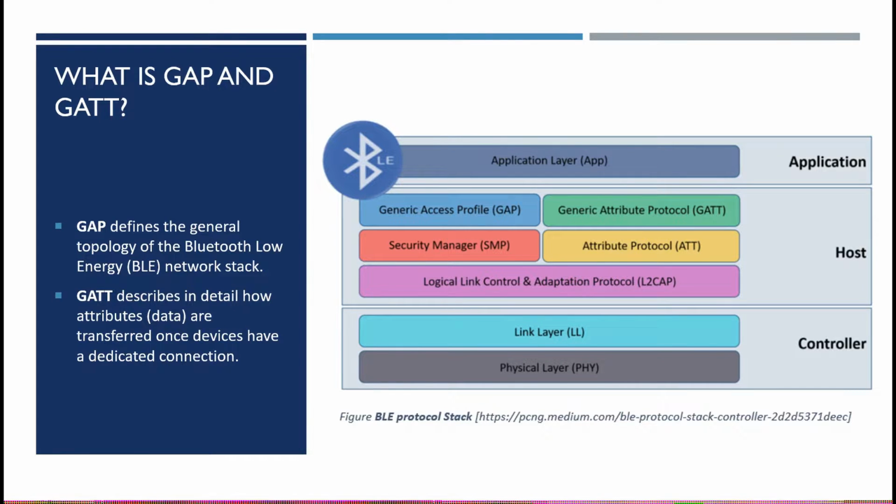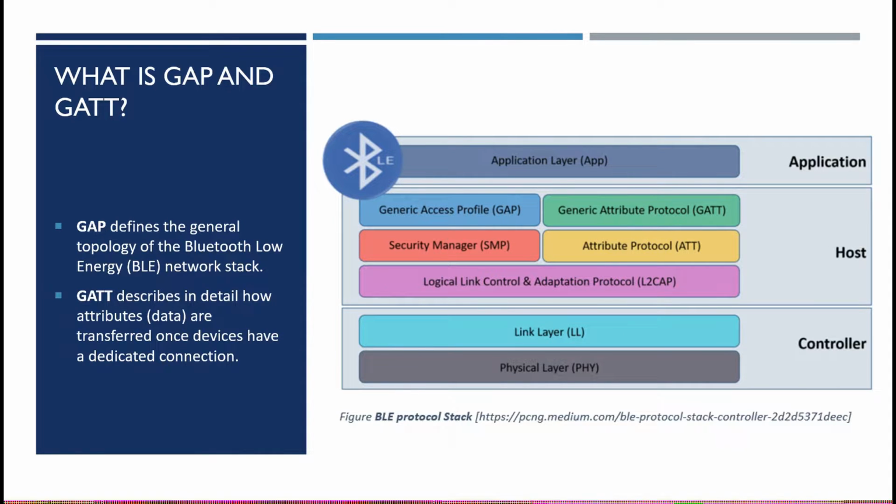On the other hand, GATT describes in detail how attributes, or data, are transferred once the device has a dedicated connection. GATT specifically focuses on how data is formatted, packaged, and sent according to its described rules. GATT uses the Attribute Protocol, or ATT for short, to describe how data is exchanged between two connected devices. The ATT protocol is concerned with the representation of data attributes in the BLE server database and defines the transaction activities on them, either when they are delivered successfully or not.